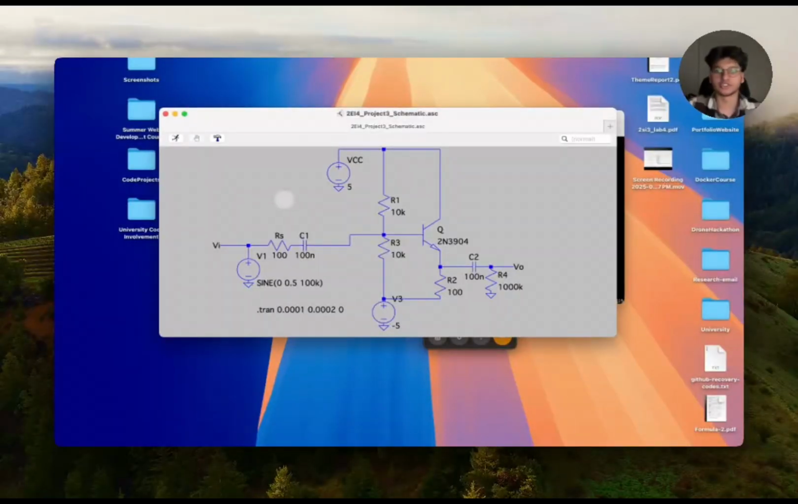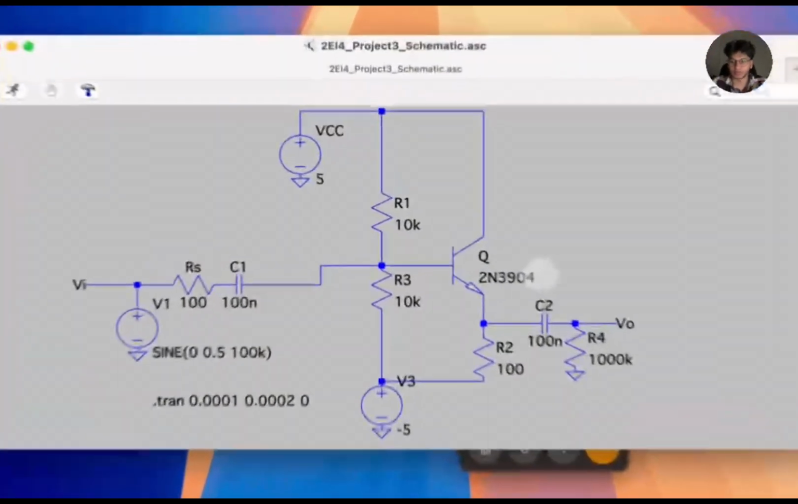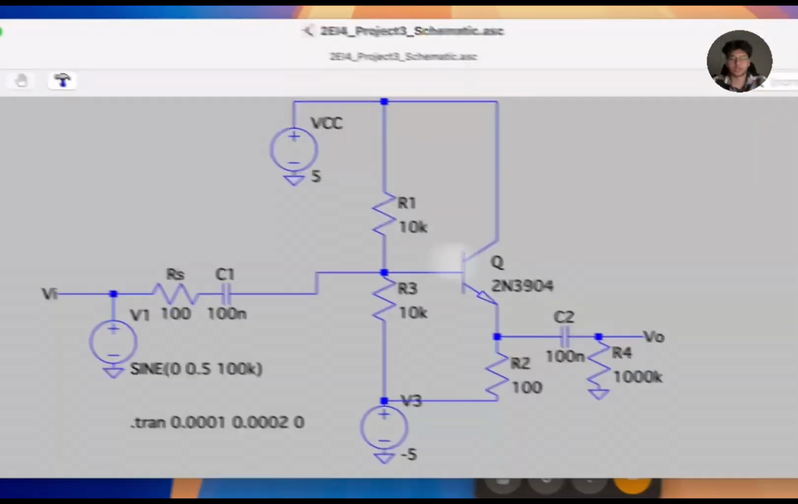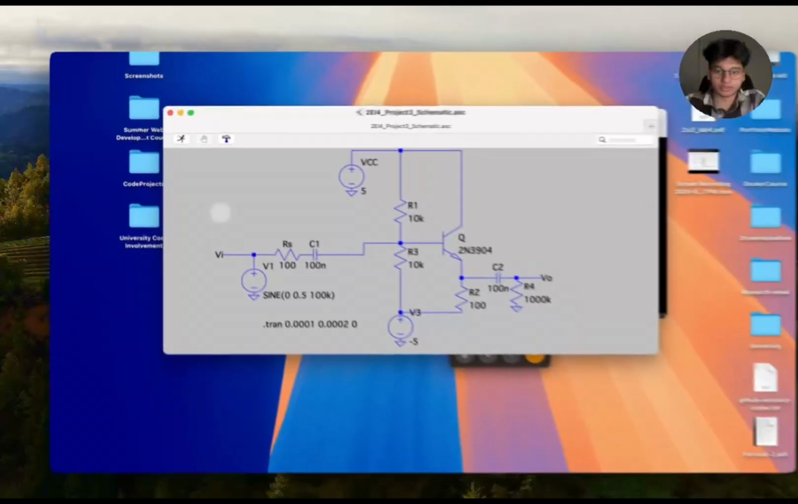Okay, so now let's get into the simulation. Right here, the BJT that I'm using is actually the same as the component. So this is the same transistor that I'm using in the breadboard, which is the 2N3904. Now, we'll start with the analysis.